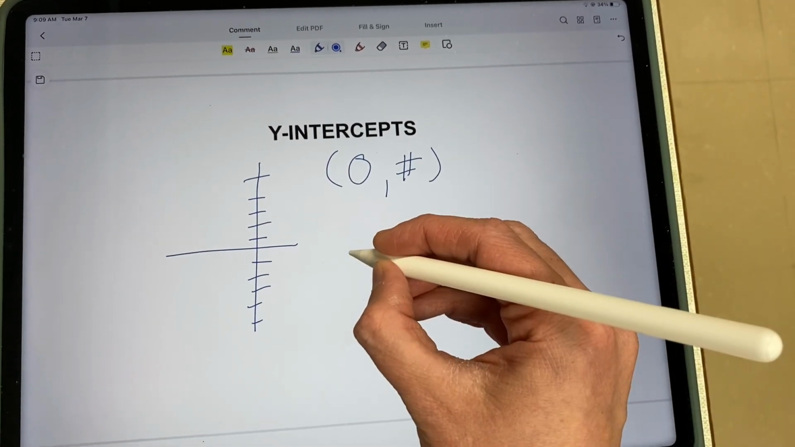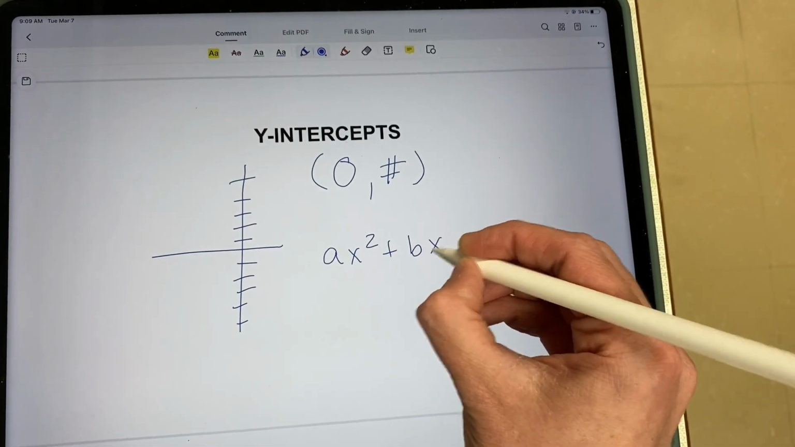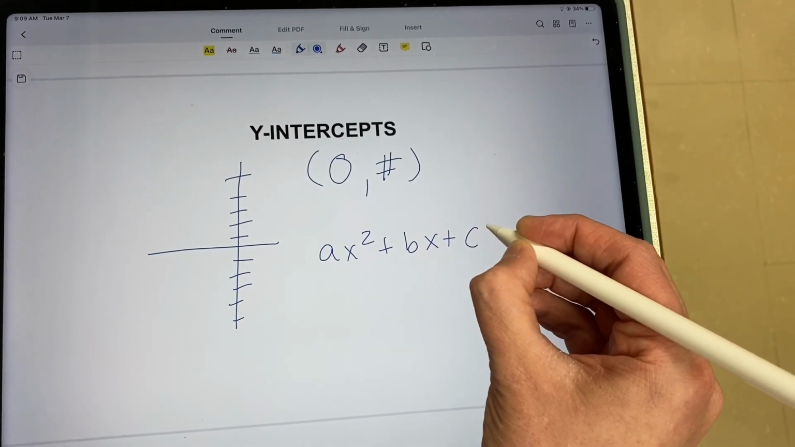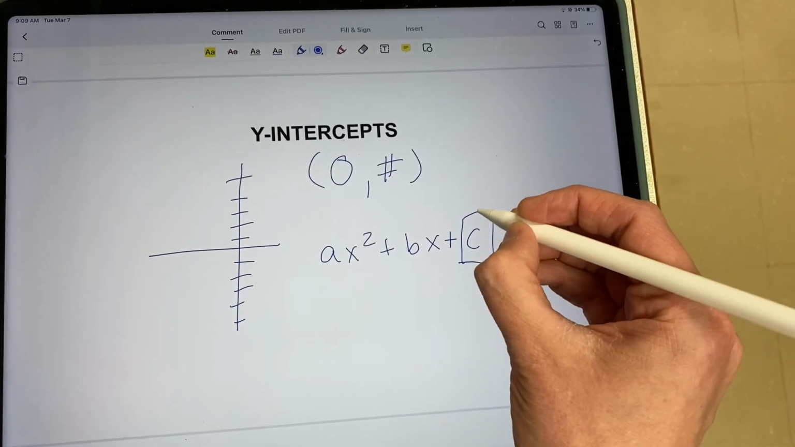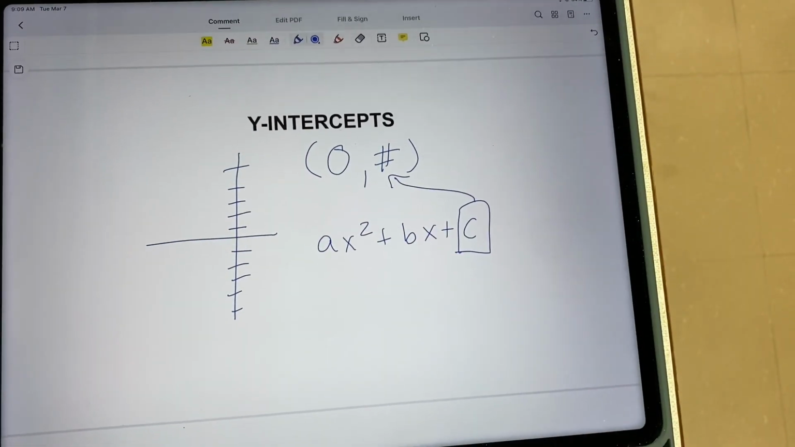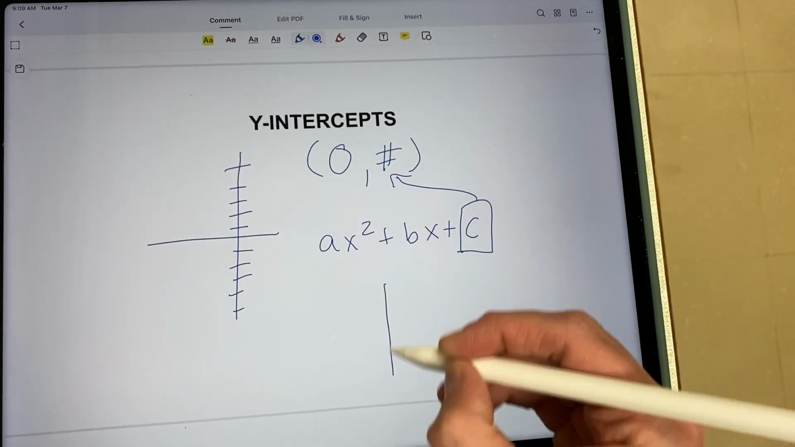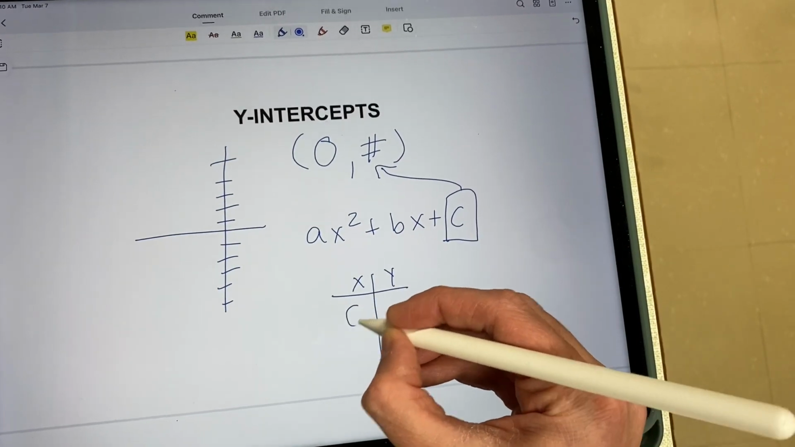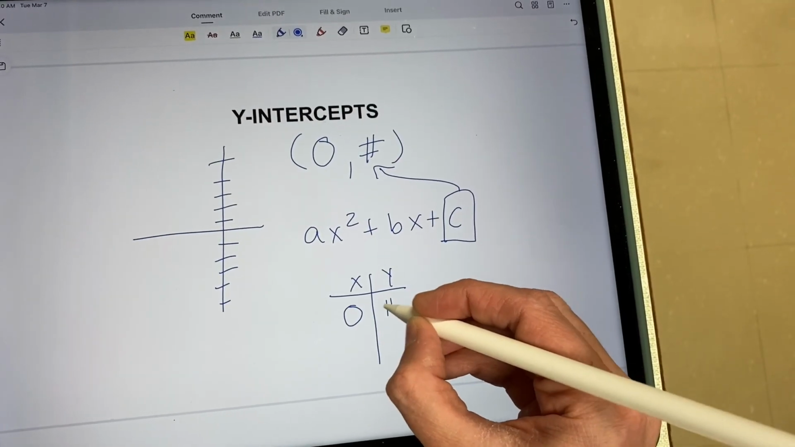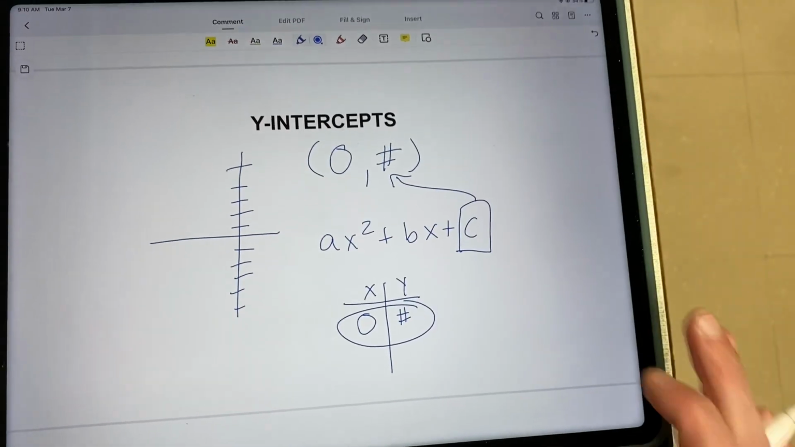If you were in EAS, I taught you that you can find this from the C. It is actually your C value. Whatever number stands by itself at the end, that is your y-intercept. You can also find this from the table. So regular class, we did it from the table. So when x is 0, what is y? And that's your answer.